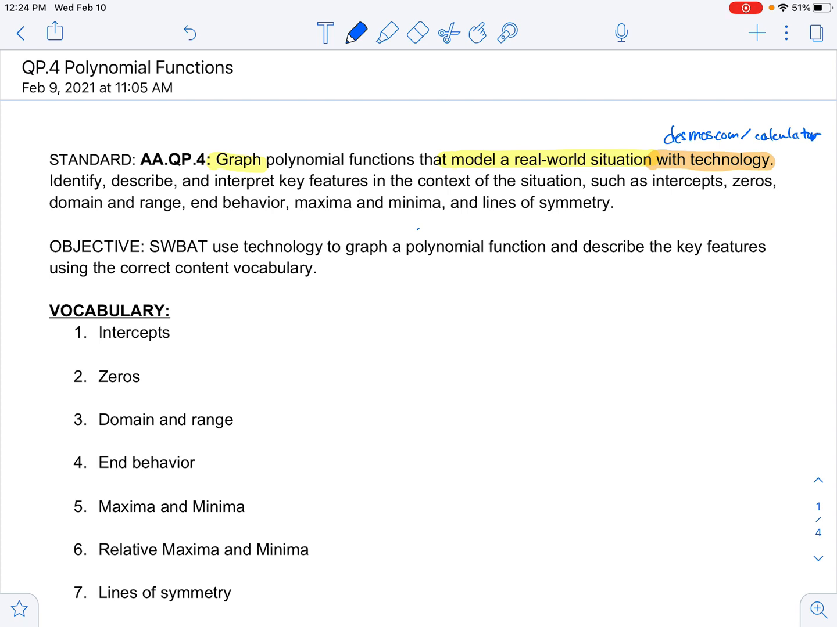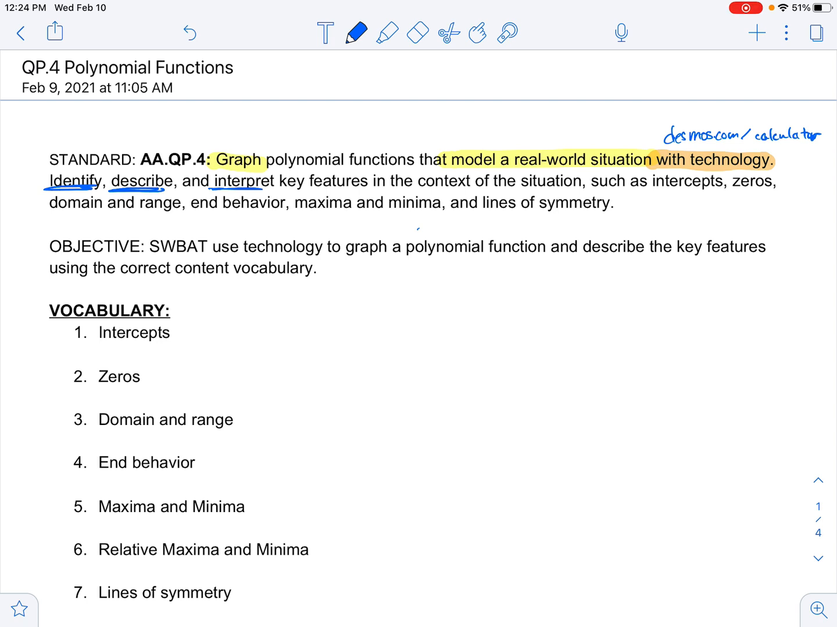But then you are going to identify, describe, and interpret. Let me say that again. Identify, describe, and interpret. Now, identify is pretty easy. Describe is next level. Interpret is the hardest part. And so we're going to be doing several of these together.